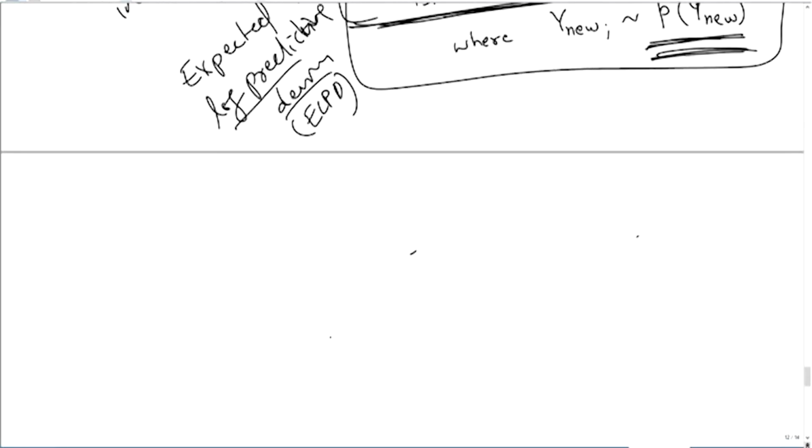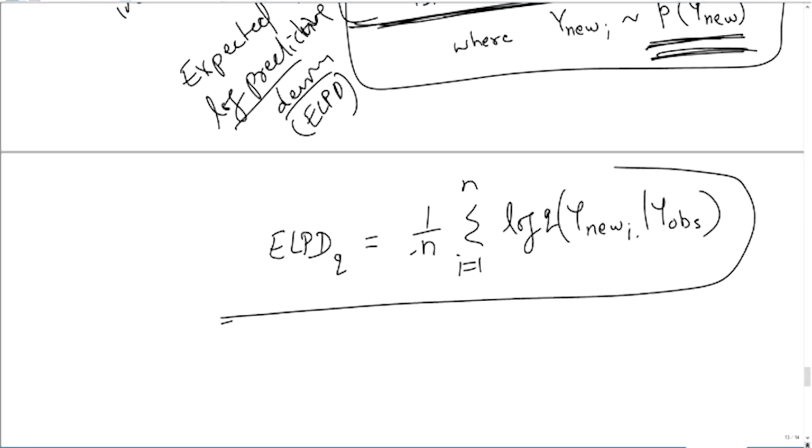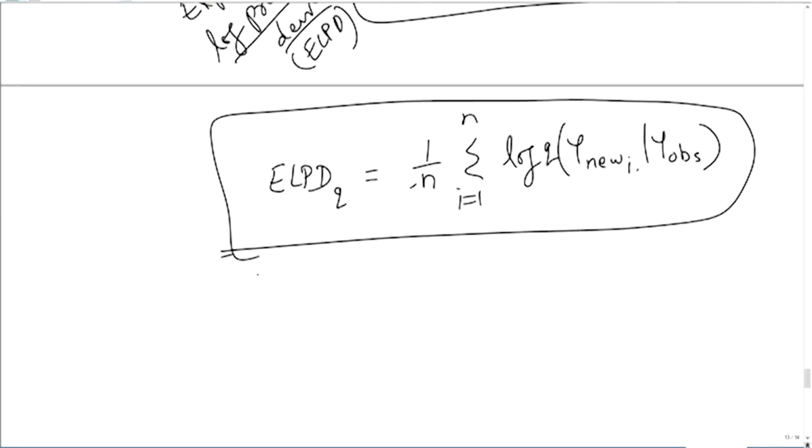Okay, so let me write it clearly here. The ELPD of model Q is given by the average of log of q of y new i given y obs, right? So this is the formula for ELPD. We can now estimate ELPD values given a model, some future data y new, and some current data y obs.